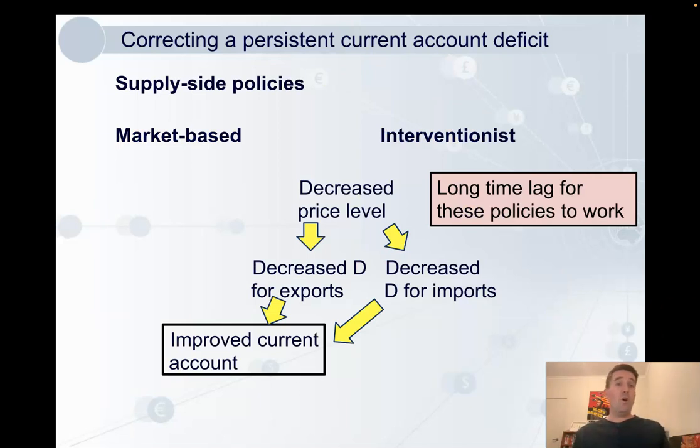Okay, the third way of correcting a persistent current account deficit is with supply side policies. So these are used to increase productivity, which lowers the cost of production for firms, in the long term leading to lower inflation. We're just going to recycle this part of the flowchart from before to reinforce how this works to reduce the current account deficit.